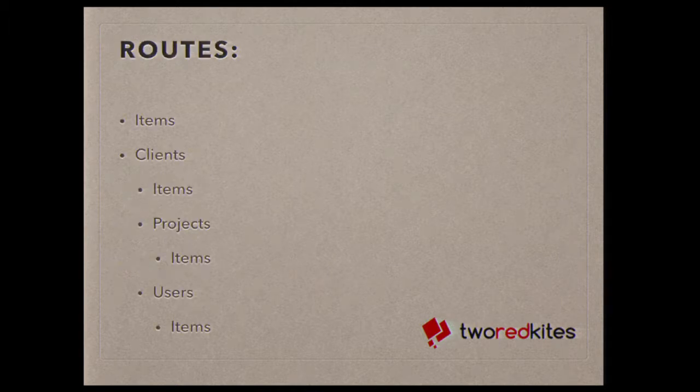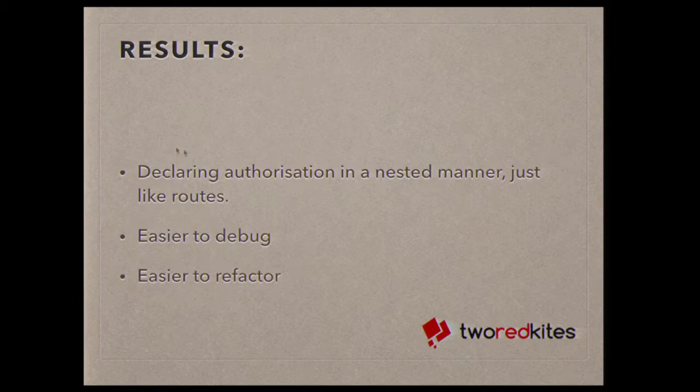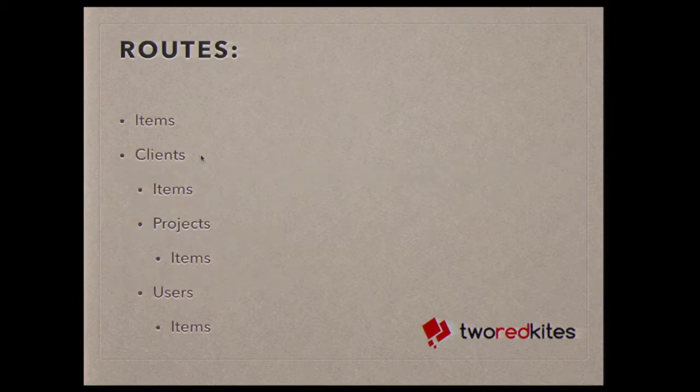We might have an example of routes where you have something like clients. Each client might have projects and also users, and they might have items. The items belong to the clients, to projects, and to users. You might also see just a global list of items, and that would be scoped to your authorization.